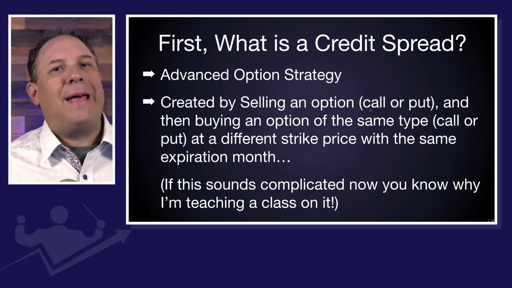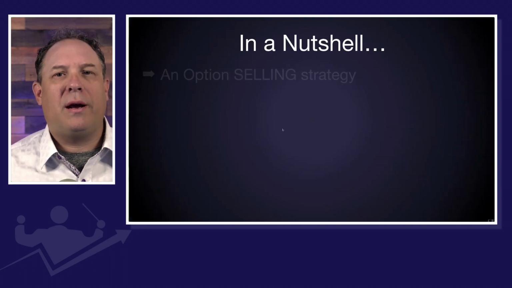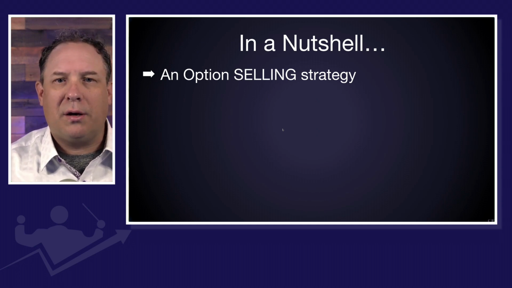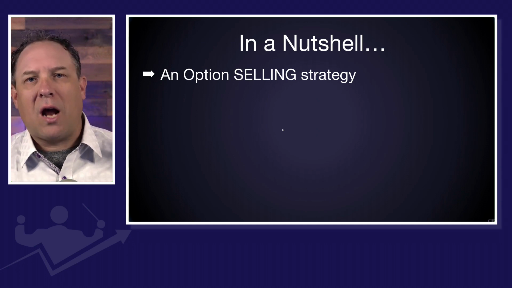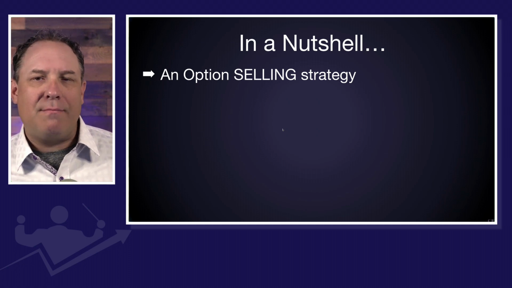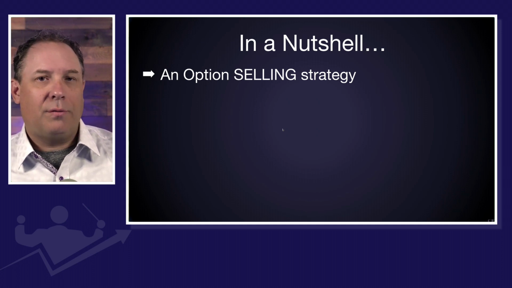So let me put that into a little bit of a simpler definition for you here. In a nutshell, here's what a credit spread is. It is an option selling strategy. So if you're making some notes here, write that down. A credit spread is an option selling strategy. Okay, so we're going to make the money on the trade by selling options. That's an option short if you're not familiar with that.